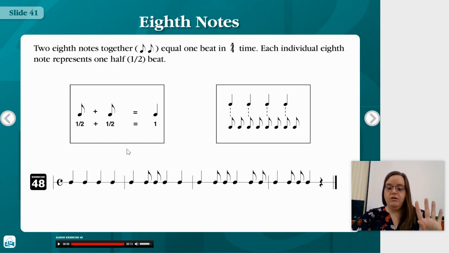So you have four quarter notes in one measure of 4/4 time, and you have eight eighth notes in one measure of 4/4 time. Let's go ahead and try number 48 with the TTs. We're going to call this a T, and the rest are Tas. Ready? 1, 2, ready, begin.